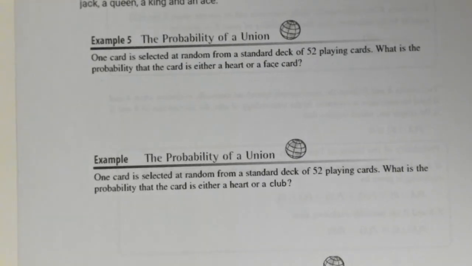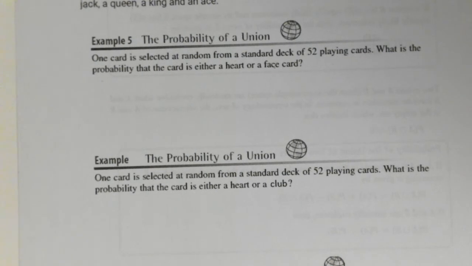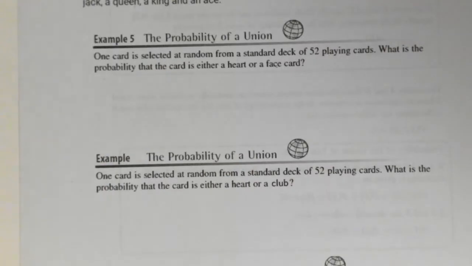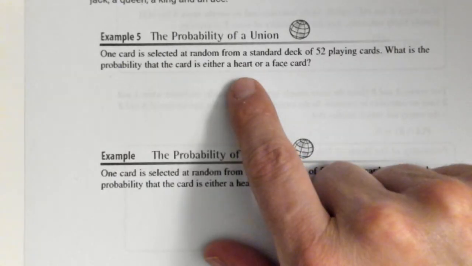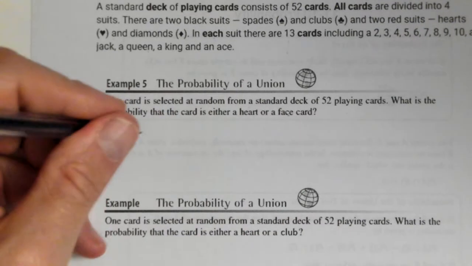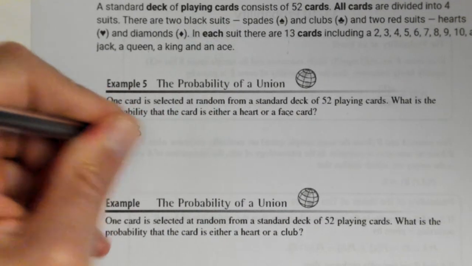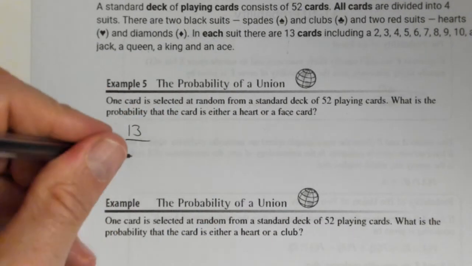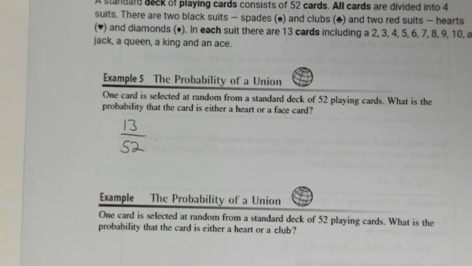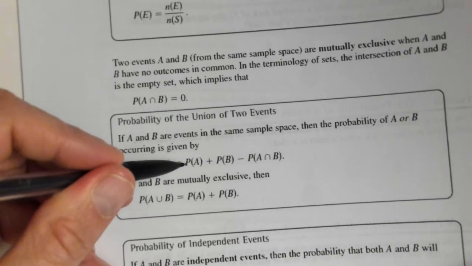Let's think about it. First of all, it's going to be the probability of the first thing, which is it being a heart. How many hearts are there in the deck? There are 13 cards of each suit, so there would be 13 hearts in the deck, out of how many total cards? There would be 52 total cards. So that's the probability of the first event occurring.